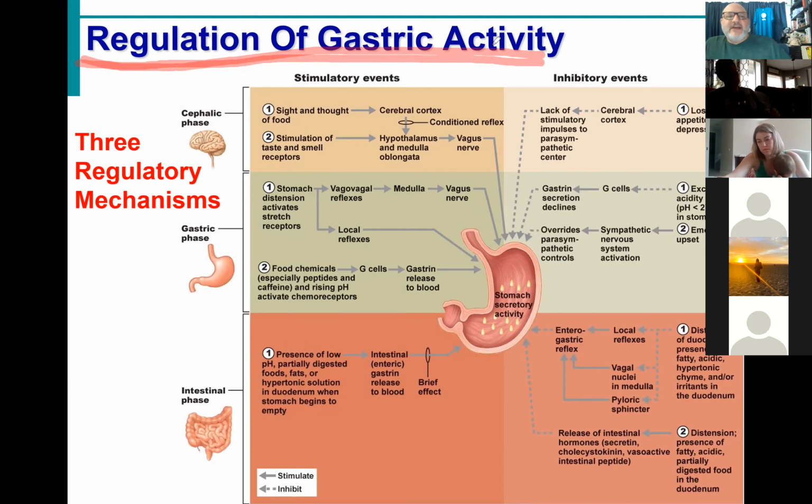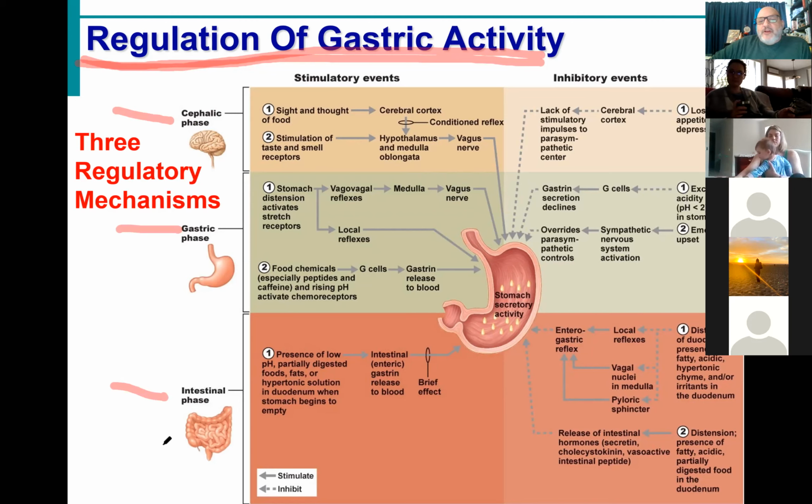And as you notice, there are 3 main phases of control for the stomach. And as we'll see, and based on the names, they are basically associated with where the food is. Where the food is influences our control of the stomach.